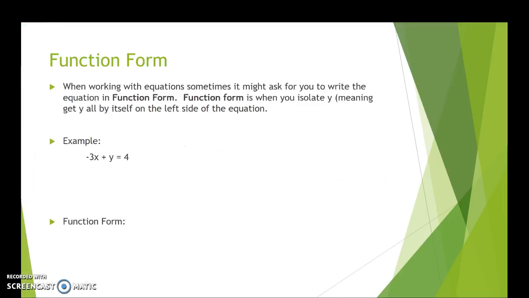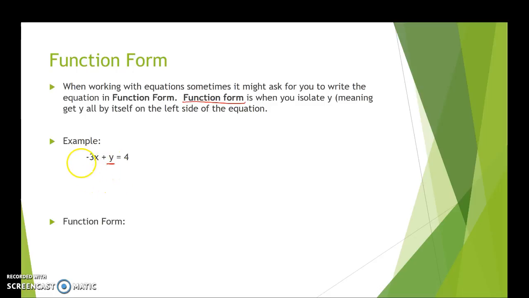For the rest of this section here in 4.2, we're going to be working with what's called function form. When working with equations, sometimes it might ask you to write the equation in function form, and that is when you isolate y, meaning getting y all by itself on the left side of the equation. Here we have an example: negative 3x plus y equals 4. To write it in function form, we would isolate y, getting it all by itself.